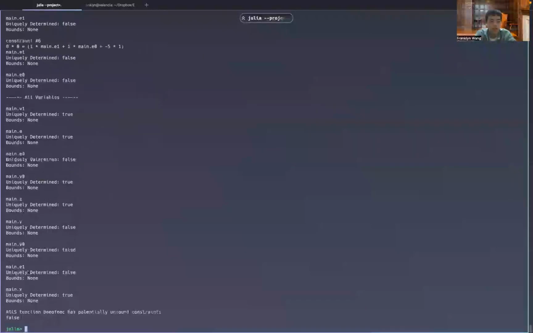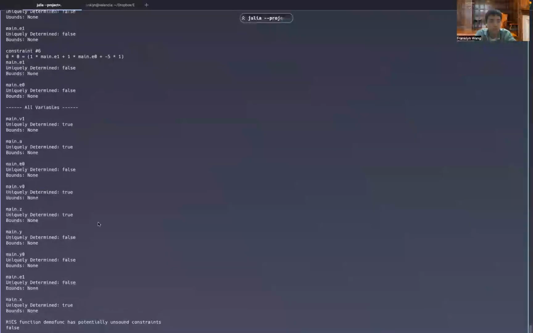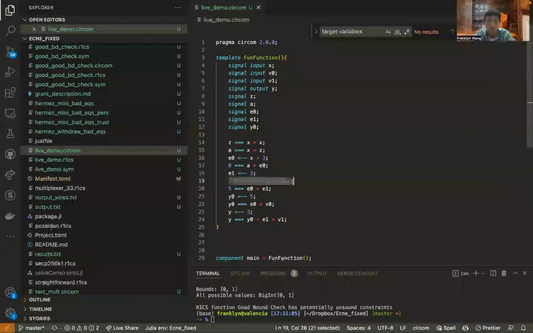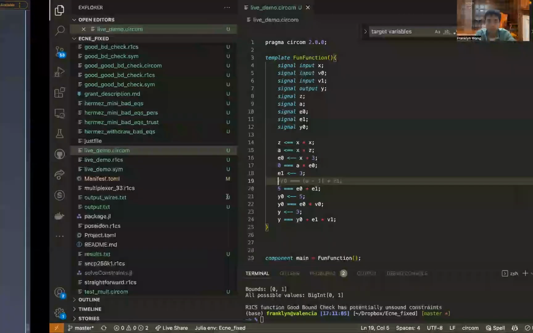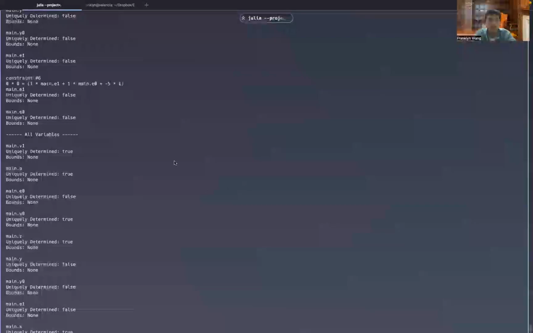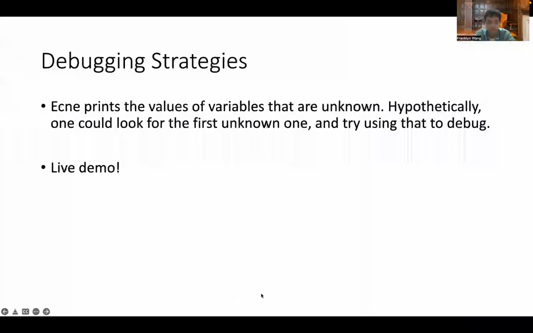And you can look here to see, okay, E1 was not uniquely determined, and 0 equals A minus 1 times E1. So hopefully this demonstrates that Ecne is both very fast and provides helpful debugging output. Cool.